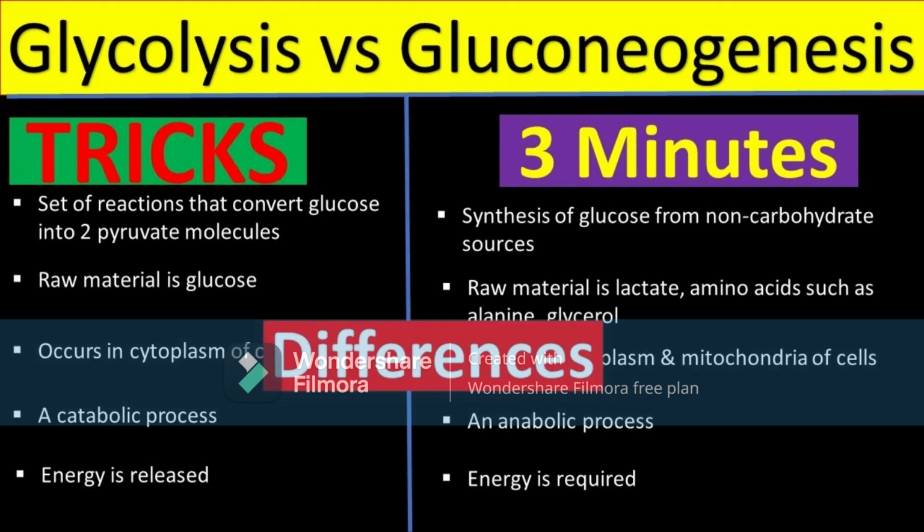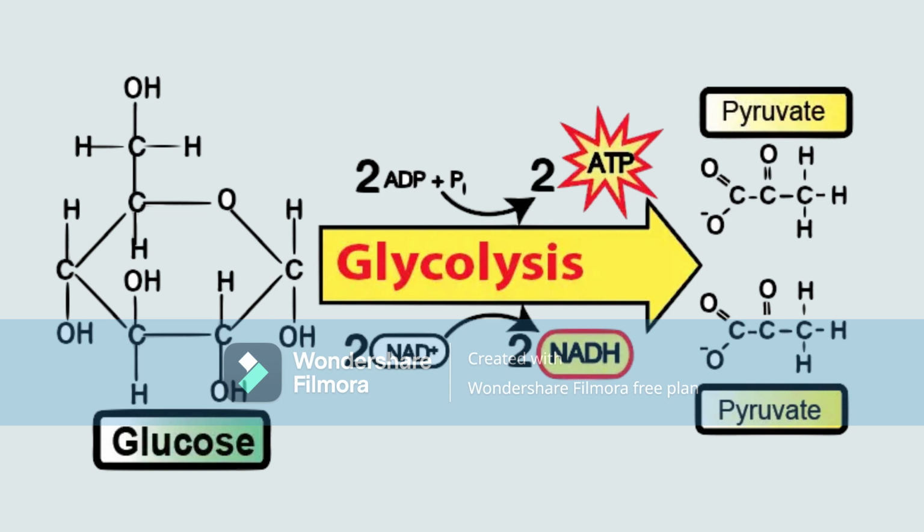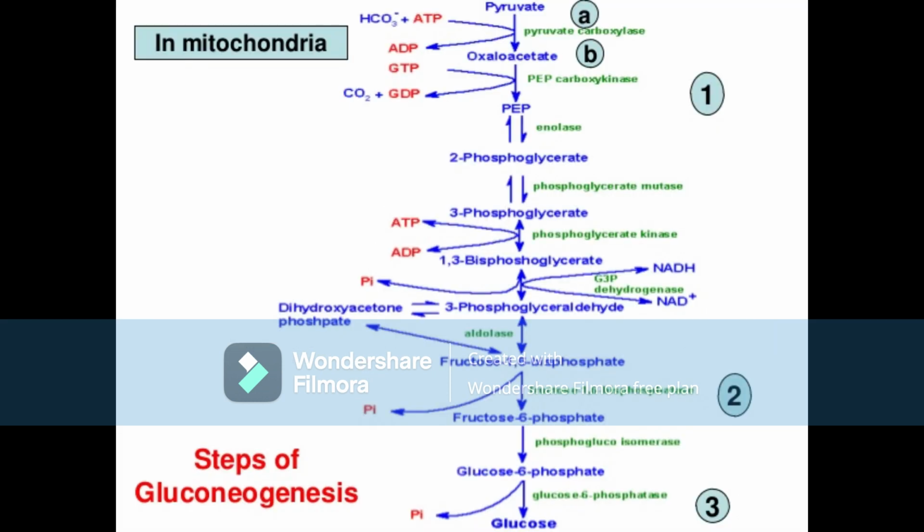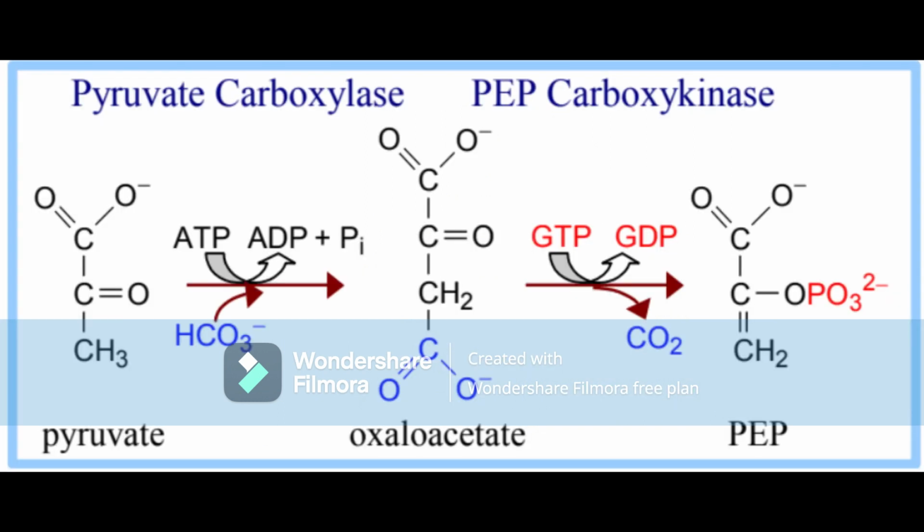The primary enzymes involved in gluconeogenesis are different from those involved in glycolysis, the process by which glucose is broken down to produce energy. This ensures that the two processes can be regulated separately, allowing the body to maintain a balance between glucose production and utilization. Okay, now the steps of gluconeogenesis can be summarized as follows. There are 5 steps. The first one is the conversion of pyruvate to oxaloacetate.